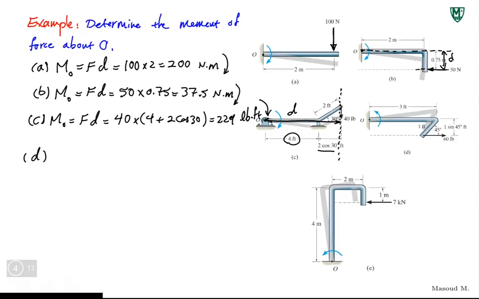Still, it's a rod, some force is applied to it. Moment about point O is force multiplied by distance. Now, force I already know is 60 pounds. What is the distance in this case, or perpendicular distance? I'm finding the moment about point O. Keep that in mind. So you have to find the perpendicular distance between the force, or the force line of action, and point O. We're talking about case D.